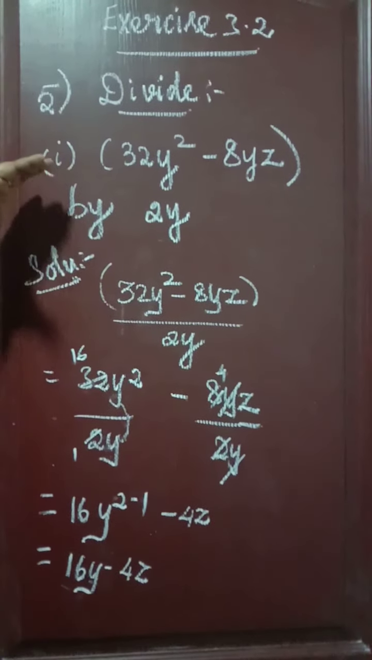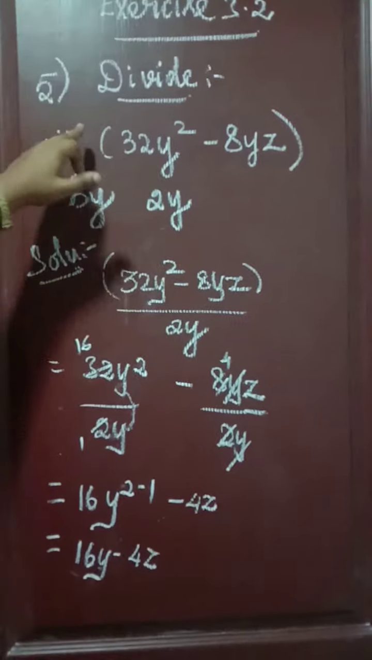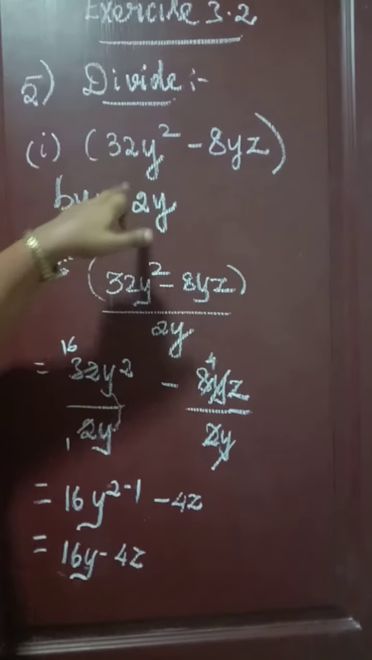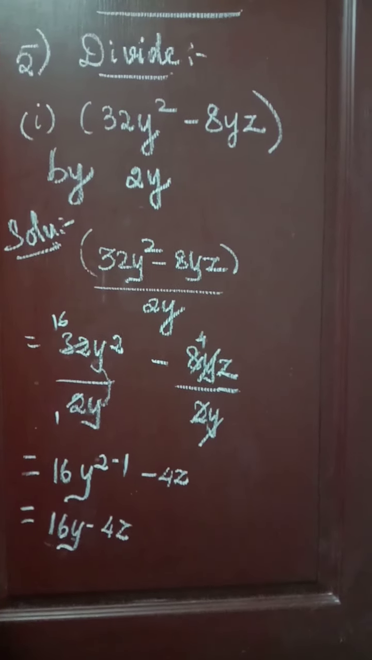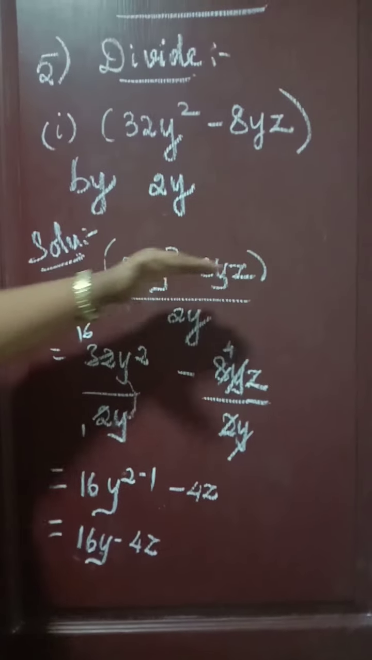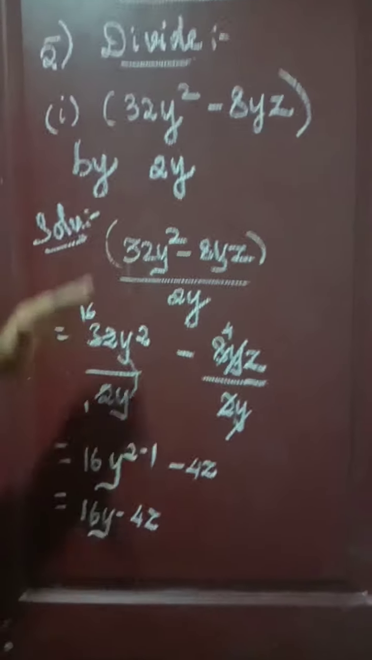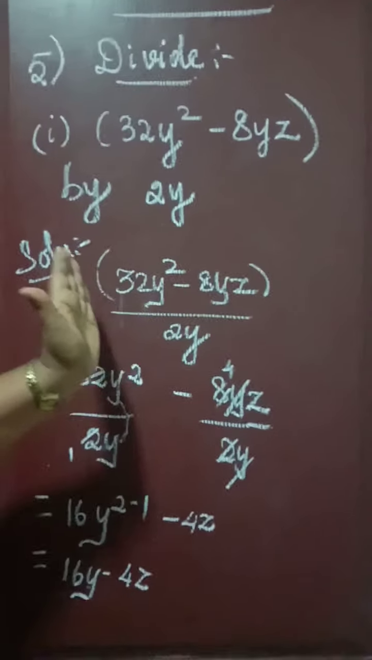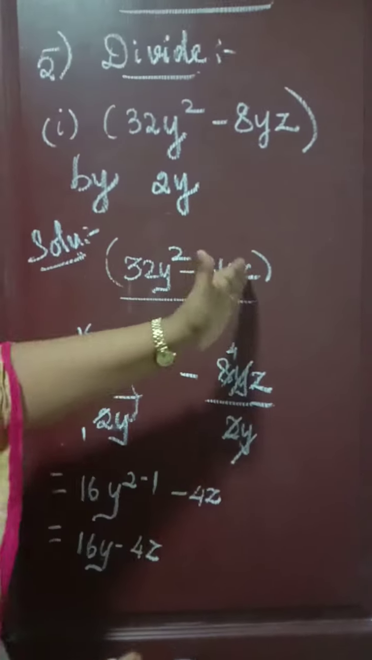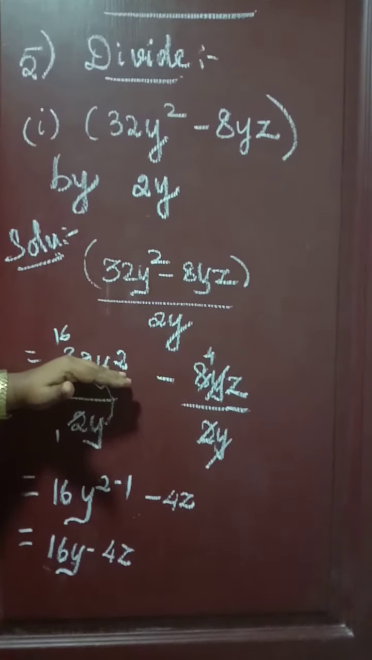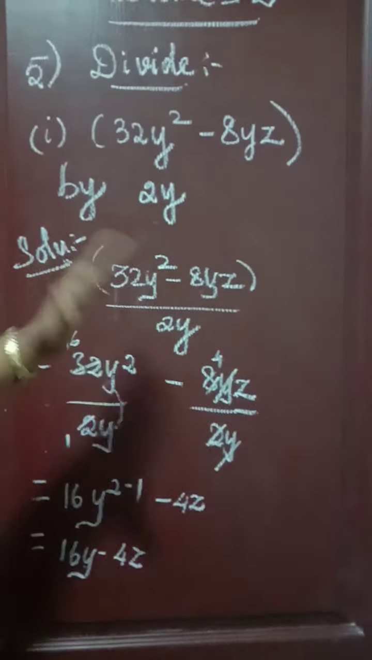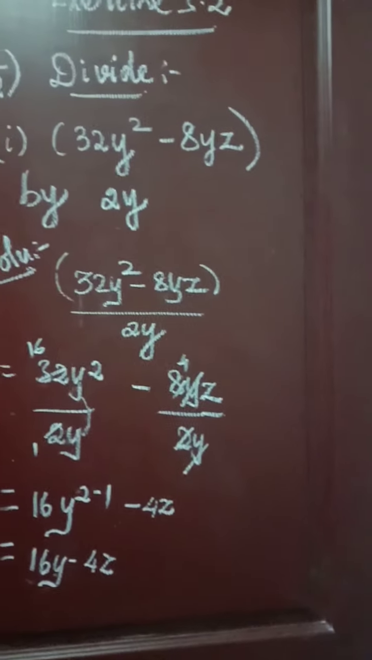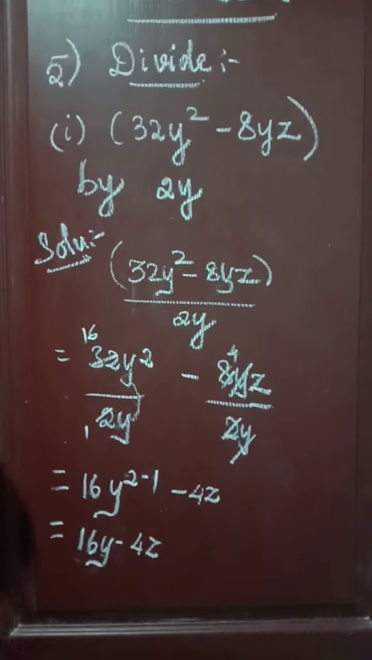So what does the sum mean? Divide. Divide these two terms by 2y. What I do in this sum is separate the binomial into monomials. I separate each term separately, I have to split the terms. So 32y square is the first term, next 8yz is the second term. After separating, each term is divided by 2y.